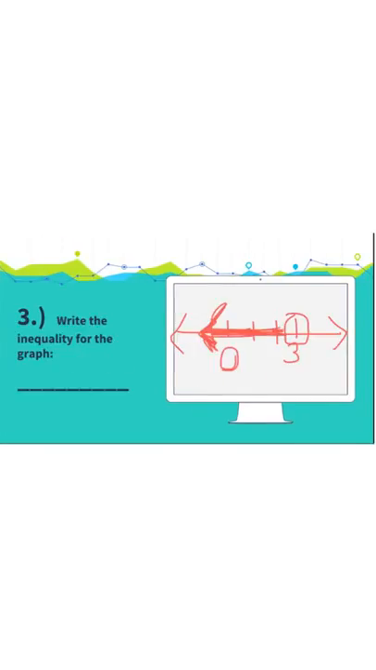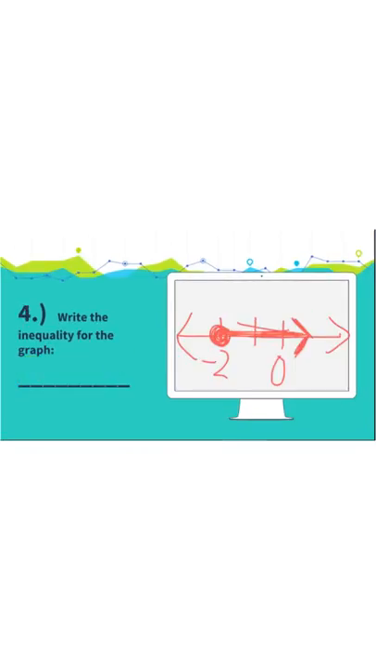Number 3, write the inequality for the graph. First, start off with your variable. We'll just use an n, and then look at the number that has a circle. It's a 3. It is an open circle, so we know that there is no equal sign underneath the symbol, and it's also not pointing in both directions, so it's not a not equals. So it's either going to be greater than or less than. Now you just follow the arrow, and n is going to be less than 3.